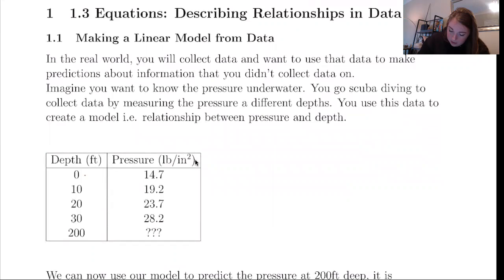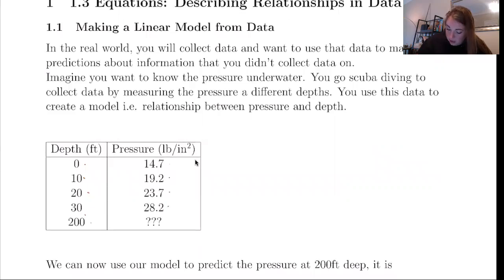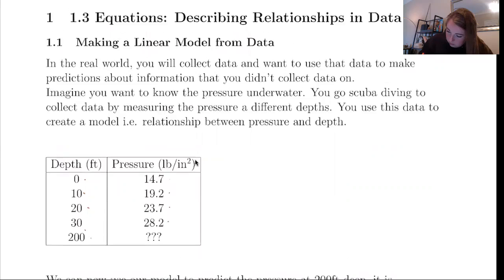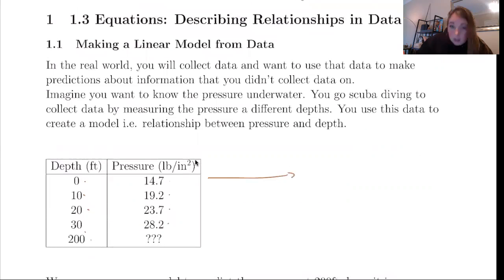So I have all my depths and I have all my pressures. With the depth at 0, 10, 20, and 30, I measure these pressures. Then eventually, after we go through a few of these sections, you guys are going to be able to take this data and make a model. And we'll eventually learn how to make a model.